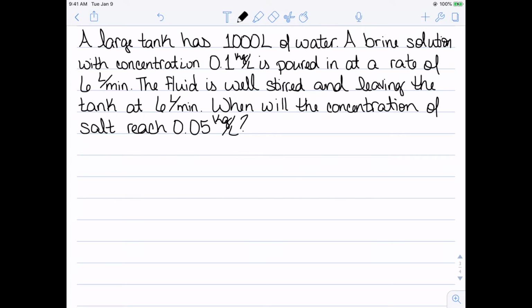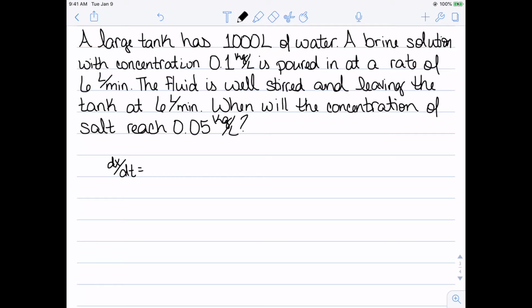So we have a large tank that holds 1,000 liters of water. A brine solution that has a concentration of 0.1 kilograms per liter is poured in at a rate of 6 liters per minute. We stir the fluid really well and it leaves the tank at 6 liters per minute. We want to know when the concentration of salt in the tank is going to equal 0.05.